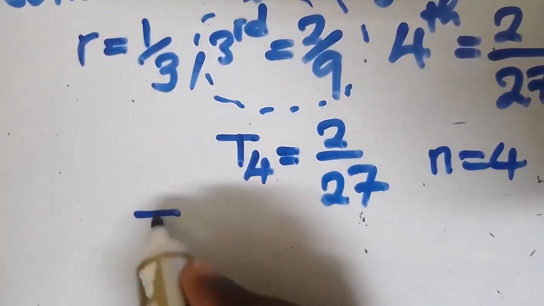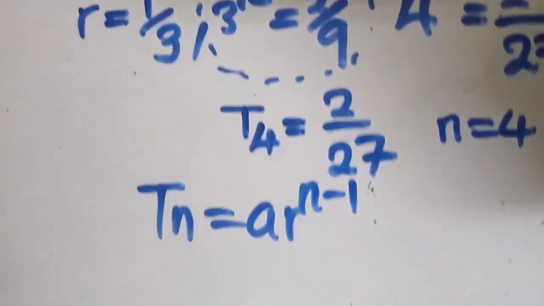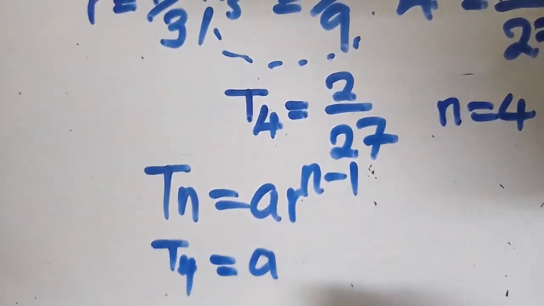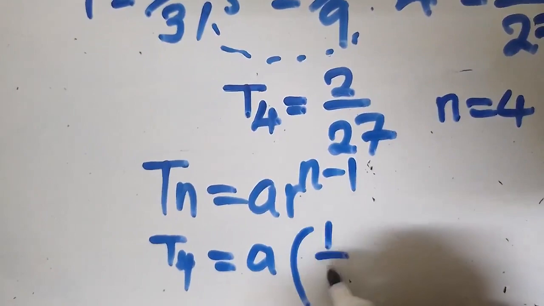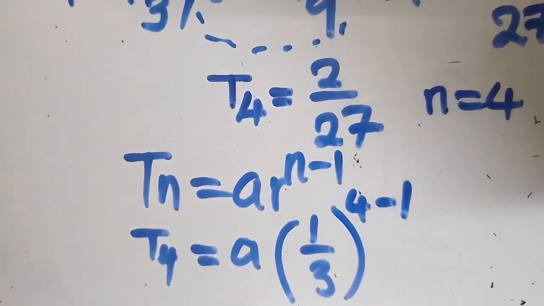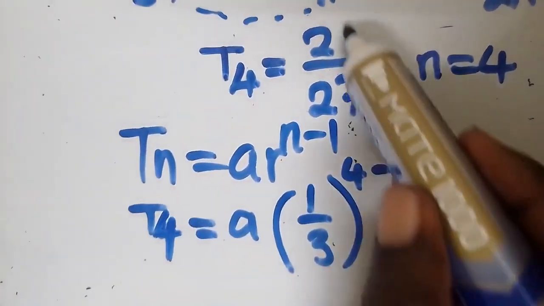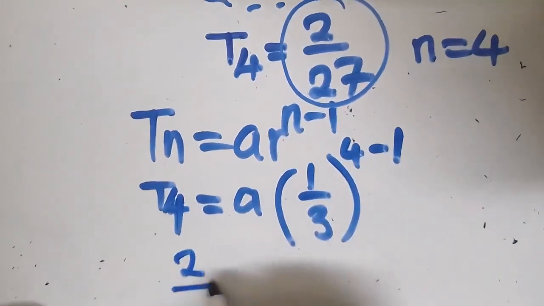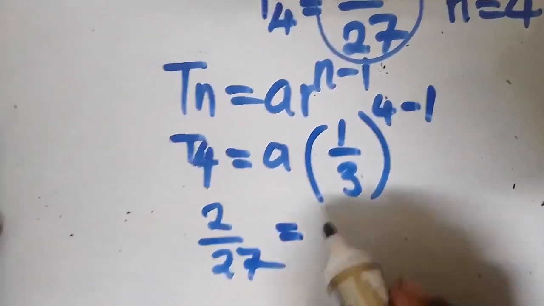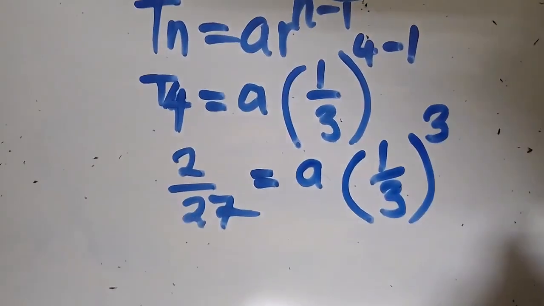So on the formula, Tn is equal to ar to the n minus 1, like this. You know T4, we are using T4, is equal to, what is the first term? You don't know it, it is the one you want to find. Common ratio, you know, 1 over 3, to the power 4 minus 1. So what is your T4? T4, 2 over 27. 2 over 27 is equal to a, open bracket, 1 over 3, then power what? Power 3. That's what we are going to have.